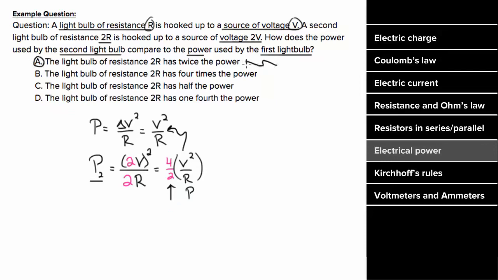The quantity that determines the brightness of a light bulb is the electrical power of that light bulb. It's not necessarily the resistance or the voltage, it's the combination of the two in this formula that will tell you the electrical power and therefore the brightness of the light bulb.